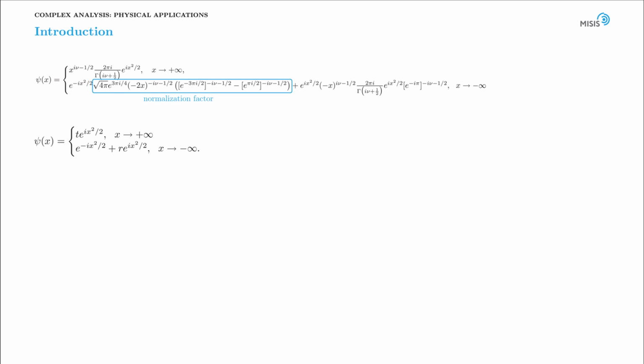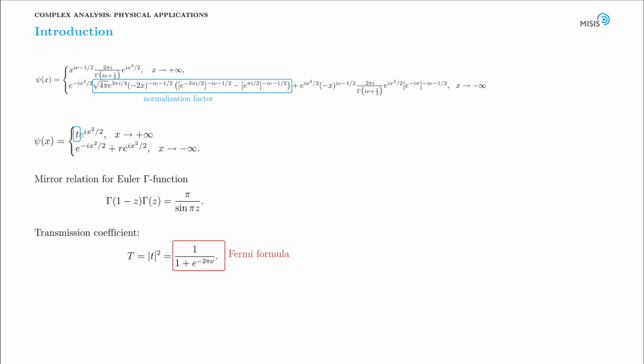Now actually we need the modulus of the transmission amplitude, t, or rather its square, which is the transmission coefficient. It's a simple algebraic exercise, and I'm not going to reproduce it here. Just use the mirror relation for gamma functions, and you should get for the transmission the following answer. This is a well-known result for the transmission coefficient in the inverse parabolic potential. Sometimes it's called the Fermi formula for the transmission, since it resembles the Fermi distribution analytical result. You may probably even recall that the Fermi function is basically a smooth step function, interpolating between 0 and 1.